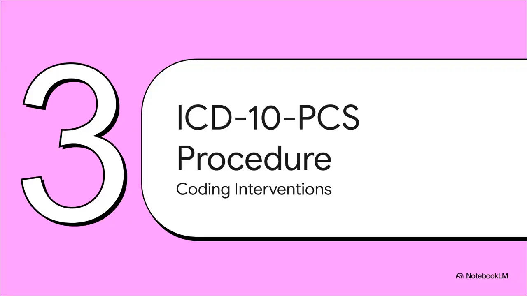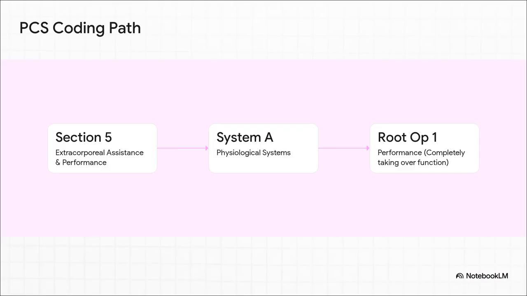All right, on to Section 3, ICD-10 PCS procedure coding. So when a patient requires these life-saving interventions, how do we capture them? Mechanical ventilation is a very specific pathway in PCS. First, we start in Section 5, which is extracorporeal assistance and performance. From there, we move down to Body System A, representing physiological systems. And the most critical decision here is picking your root operation.